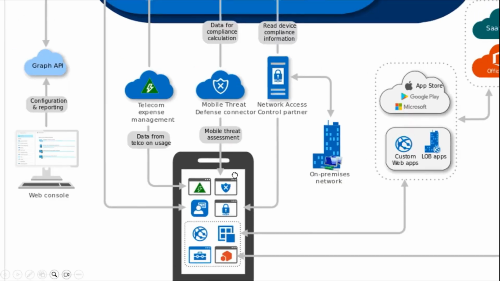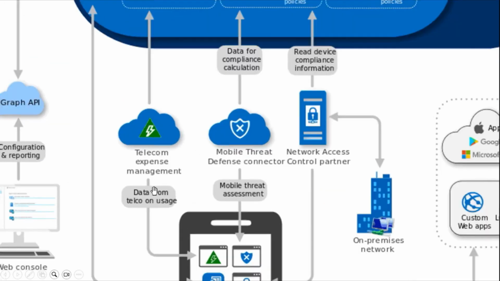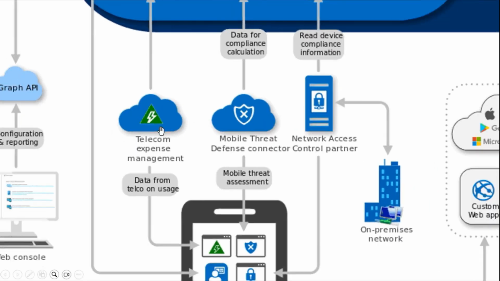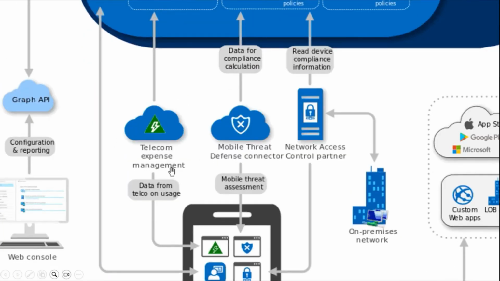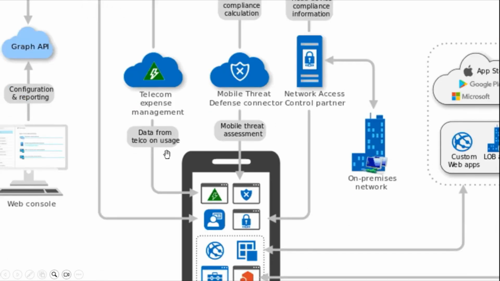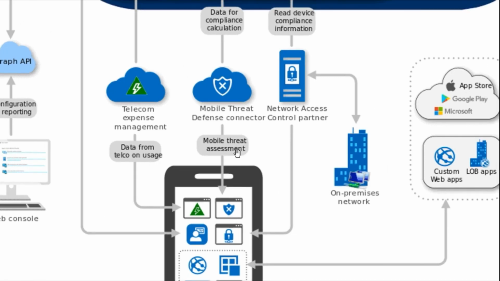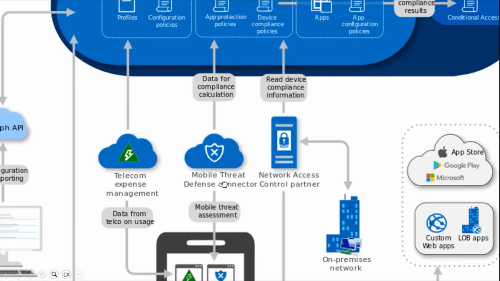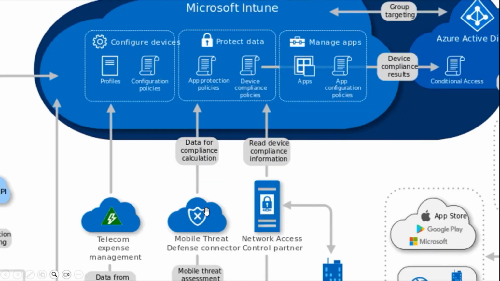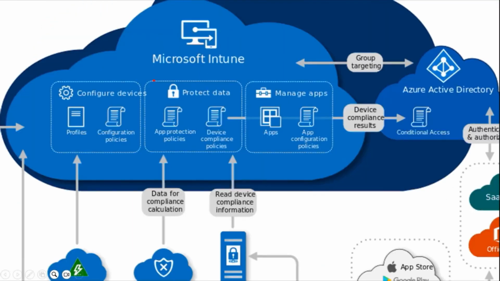So how does this work? First of all, through the telecom company, when you are trying to connect, there is a data leakage layer behind it that keeps on checking. Then there is another mobile threat defense connector, which also keeps on assessing your mobile for any threat. If it finds well, it sends that data for compliance calculation. And this is where you have your data protection policies and your device compliance policies. This is especially for MAM.